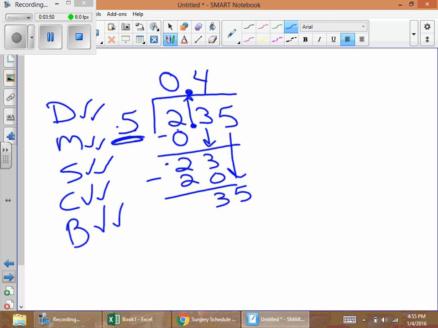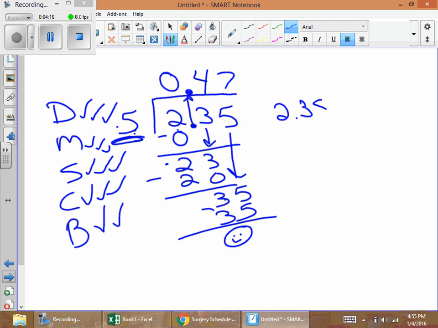So now we're down at the last couple steps. We see how many 5s go into 35. We know that 5 times 7 is 35. And we do the multiplication: 7 times 5 is 35. We subtract. That's 0. We check. 0 is smaller than 5. Yep, there's nothing else to bring down. We are finished in our answer. So 2.35 divided by 5 equals 0.47.